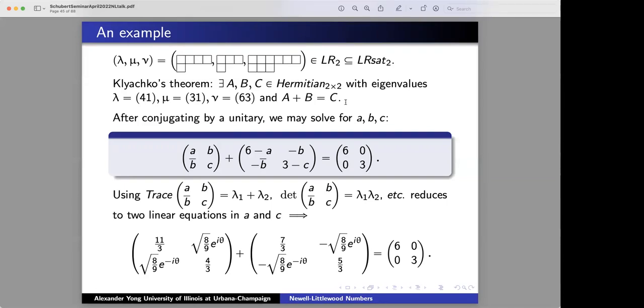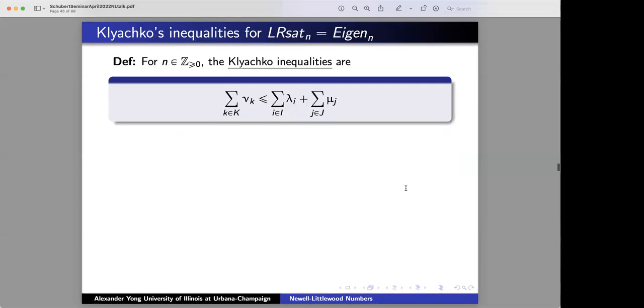This is just to say that in the 2x2 case, you have complete control of the problem. You can just figure out, given that Klyachko is telling you the existence of these things, what the actual solutions are. But what Klyachko's theorem is about is, how do you know which lambda, mu, nu give you a system of equations with a solution? And I must confess that, having thought about it a little bit, it wasn't so obvious to me that I would get his answer, first of all, that there'd be linear inequalities, even in this small case. All right, so what is his general solution?